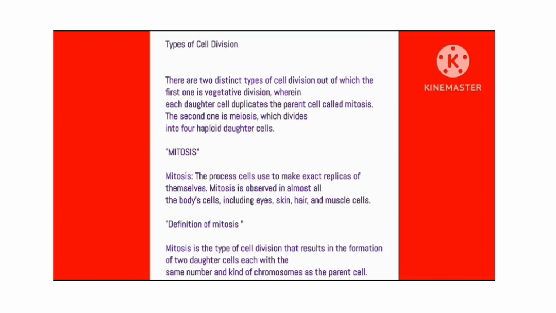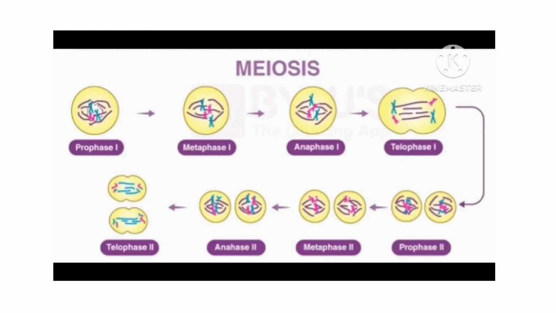Now we see meiosis. Meiosis is sometimes called reduction division. Meiosis is broken down into two stages of cell division, meiosis 1 and meiosis 2. Meiosis 1 is prophase 1, metaphase 1, anaphase 1, and telophase 1. Meiosis 2 is prophase 2, metaphase 2, anaphase 2, and telophase 2.